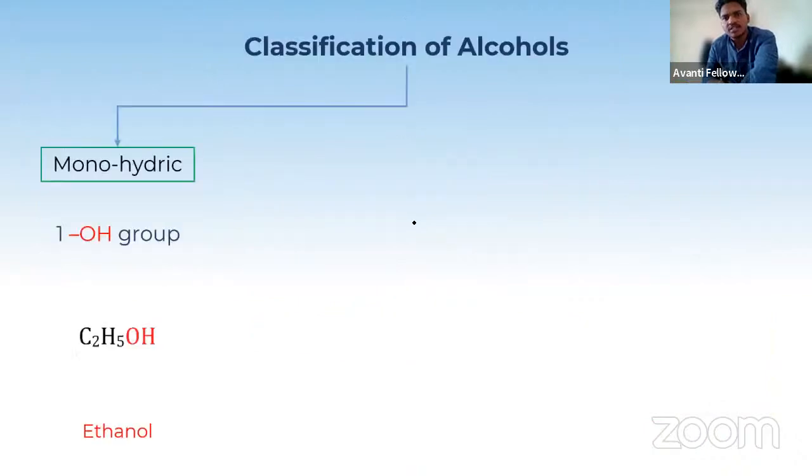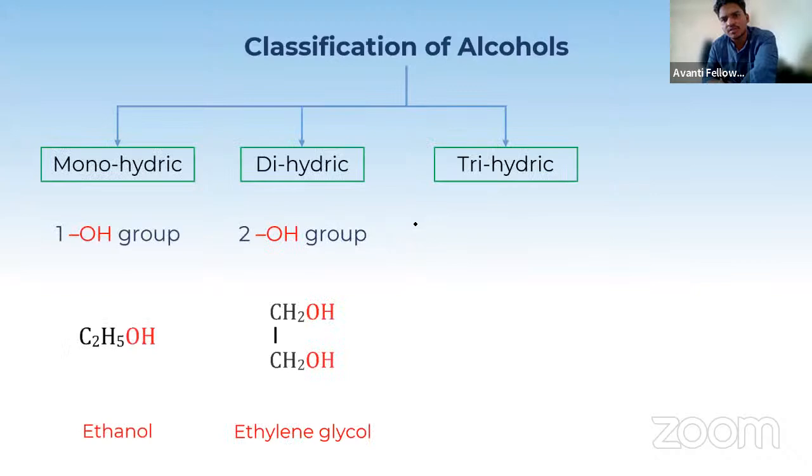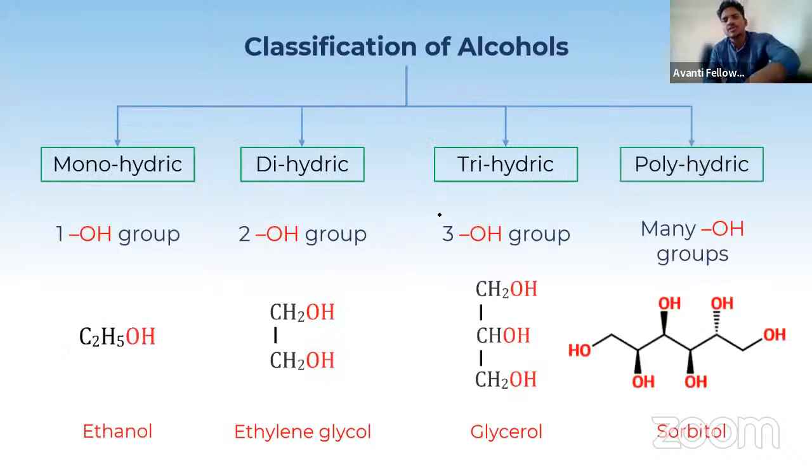For our examination point of view, we don't go much into that, but all we need to do is know the classification of alcohols. So how do you classify alcohols? That is one of the important points here. Whenever you classify alcohols, we need to see the number of OH groups attached. If a single OH is attached, it is monohydric; 2 OH, dihydric; 3 OH, trihydric; and more than 3, polyhydric. You can also call trihydric polyhydric.